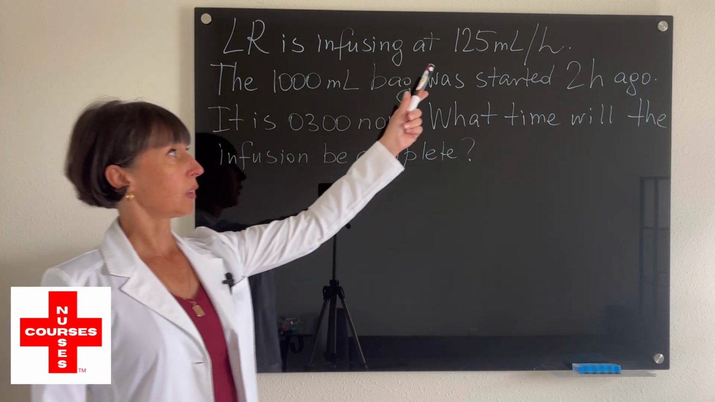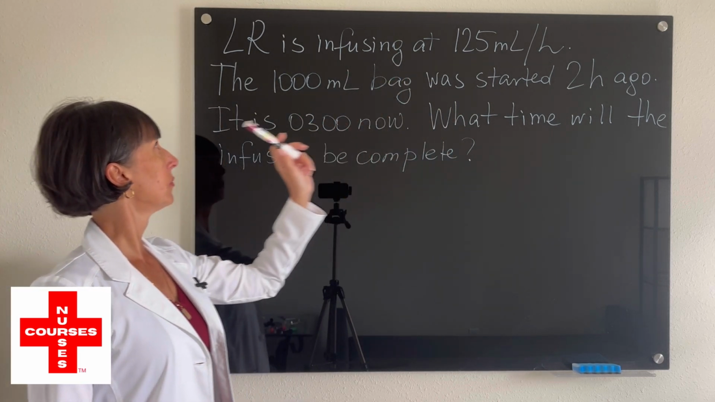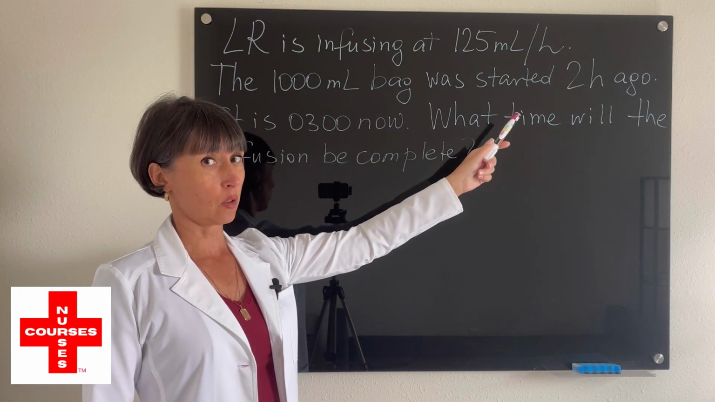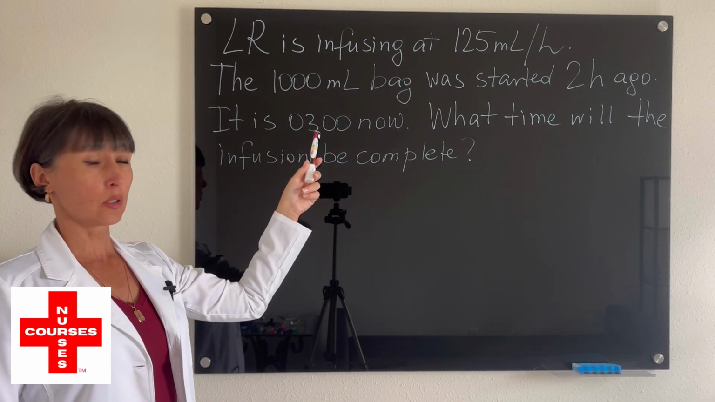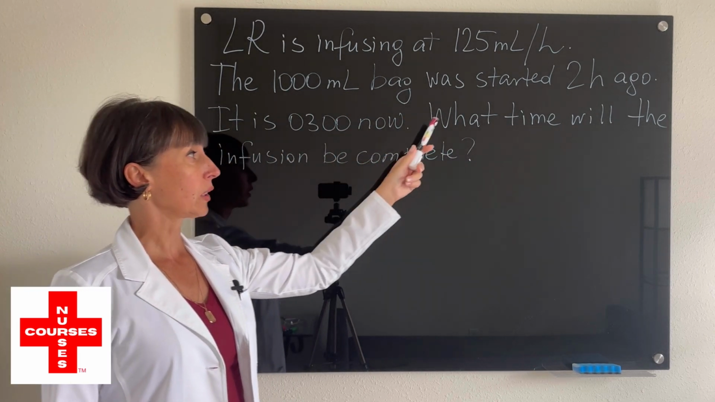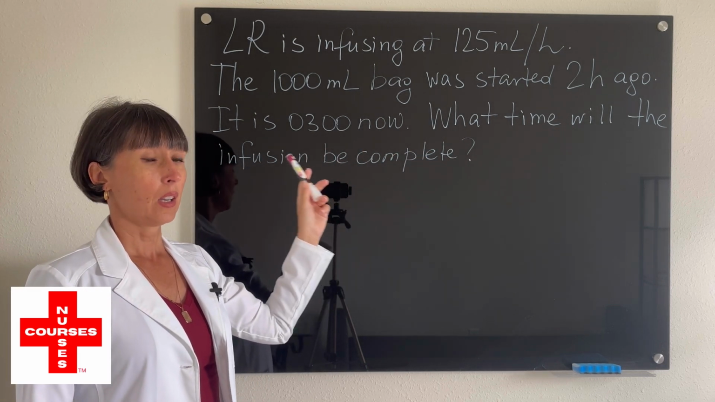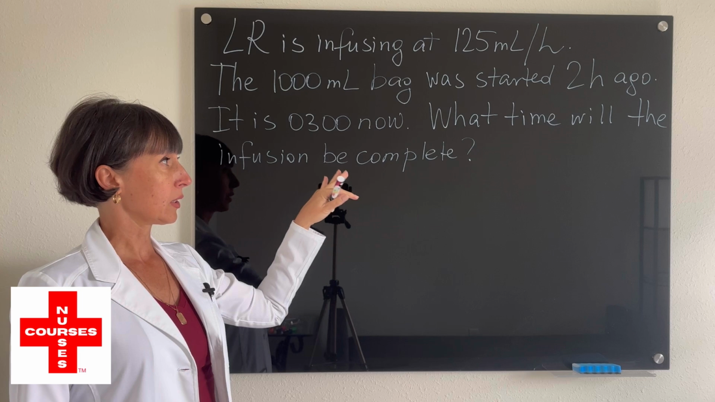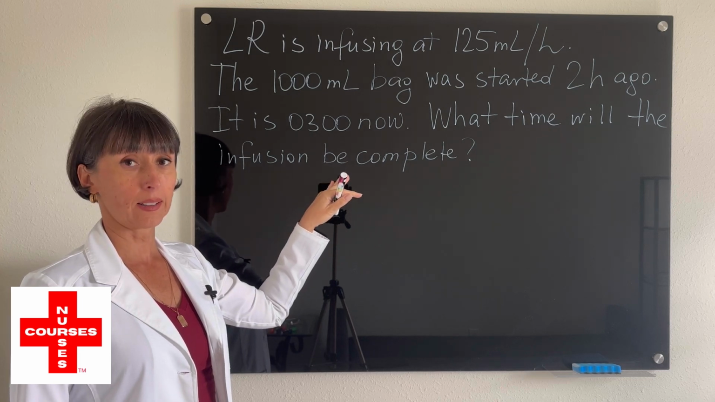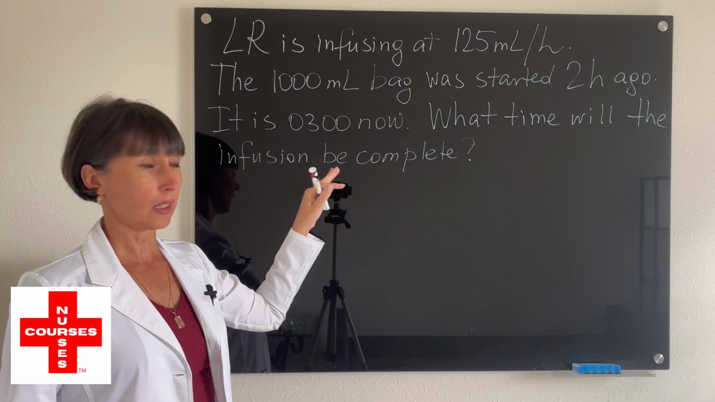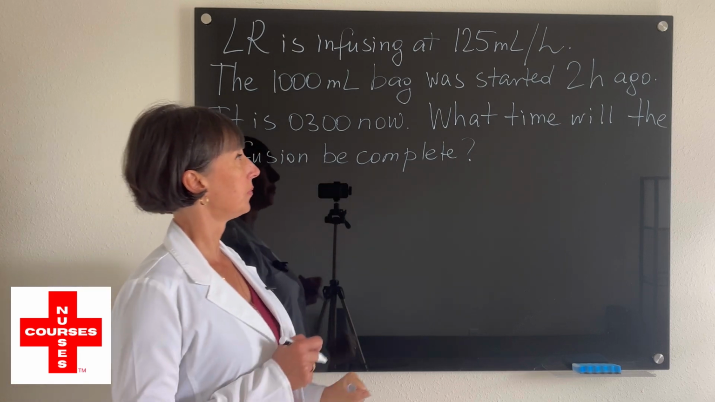Here's our next problem. LR is infusing at 125 milliliters an hour. The 1000 milliliter bag was started 2 hours ago. It is 0300 now. What time will the infusion be complete? In order to answer this question, let's first find how many hours it will take for our infusion to be complete, and then we can answer this question.